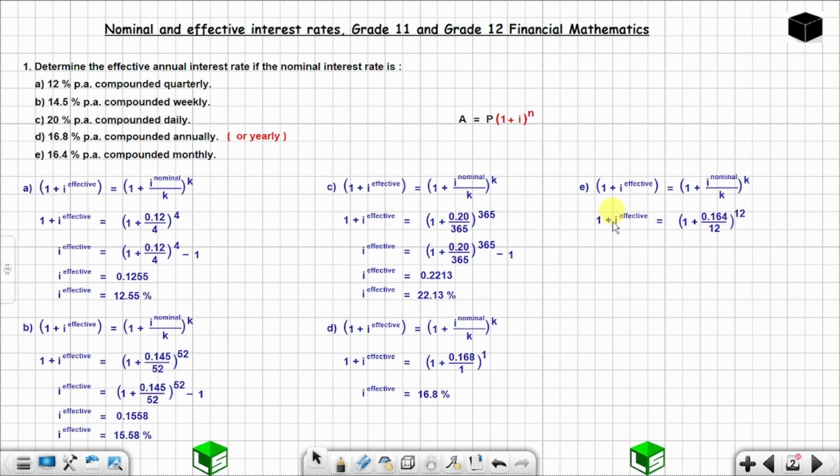Now you have the effective annual interest rate is equal to this. You take 1 to the right, now you have minus 1. Effective annual interest rate is equal to, plug this in your calculator, you are going to have 0.1769. Multiply by 100 so that you can have your answer in percentage. You are going to have 17.69%.